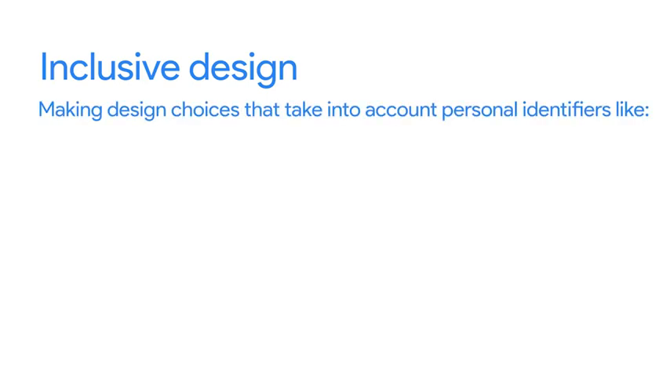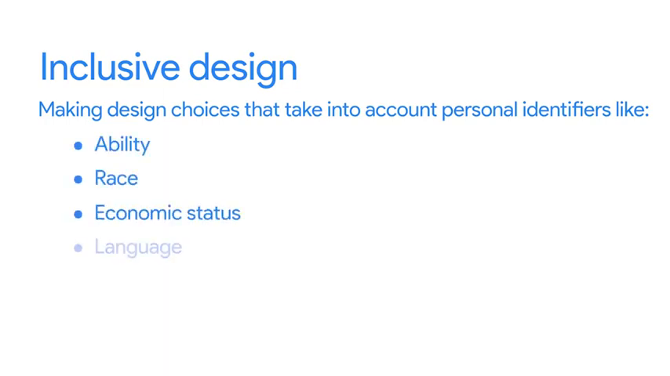As UX designers realized that universal design didn't meet the needs of every user, the approach to including people began to change. Designers started thinking about the concept of inclusive design, which focuses on finding solutions to meet different needs. Inclusive design means making design choices that take into account personal identifiers like ability, race, economic status, language, age, and gender. Inclusive design includes researchers and designers from traditionally excluded populations in the process, so they can provide their unique perspectives during all phases of the design process.